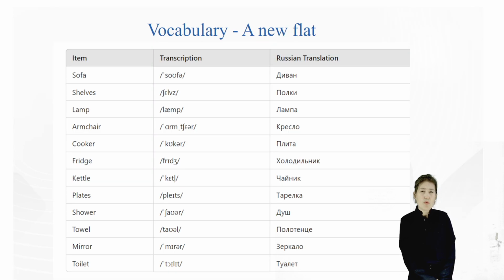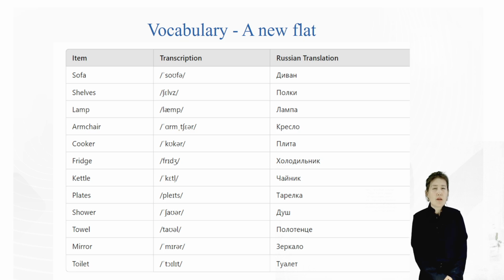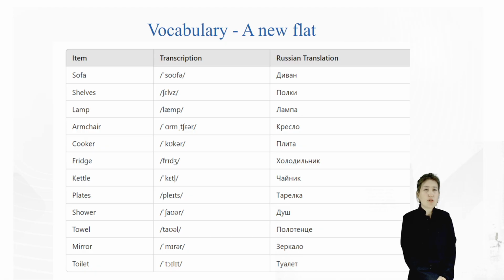Now we are going to explore vocabulary related to the new flat or apartment. Today you will learn such words as sofa, shelves, lamp, armchair, cooker, fridge, kettle, plates, shower, towel, a mirror, toilet. Pay close attention as I provide translation and transcription to help you learn these words effectively. Take a moment to review and memorize the vocabulary provided. Practice repeating the words aloud, focusing on their pronunciation and meaning.